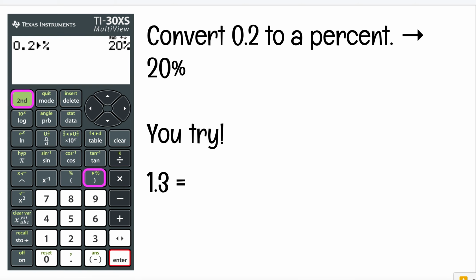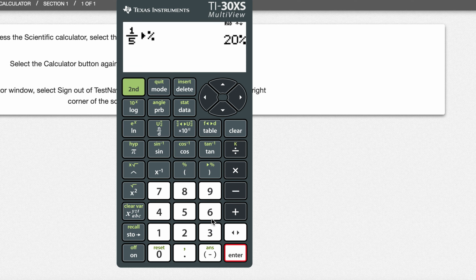All right, let's convert a decimal to a percent. It's the exact same thing, except instead of typing in the fraction first, we just put in a decimal. So if I want to convert 2/10 to a percent, I do 0.2, the second button, and then arrow percent. I'm changing it to a percent. And then I hit enter, 20%.